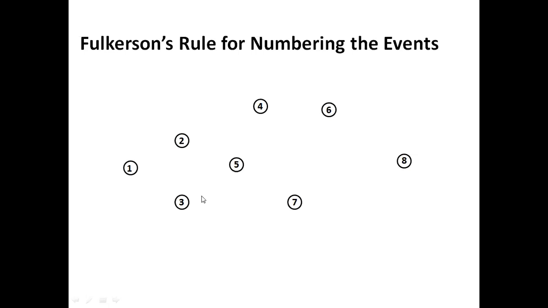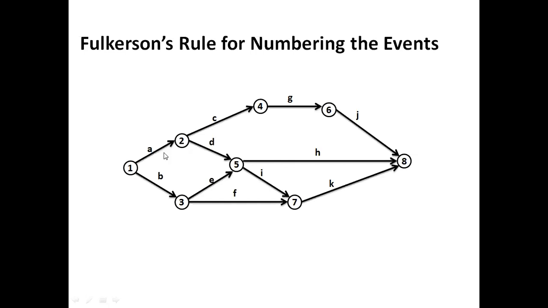Then let us join all this: 1 to 2, 1 to 3, 2 to 5, 2 to 4, 2 to 5. This is whatever it was given initially. So A, B, C, D. So now we have given the numbers. So this is the procedure by Fulkerson's rule for numbering the events.